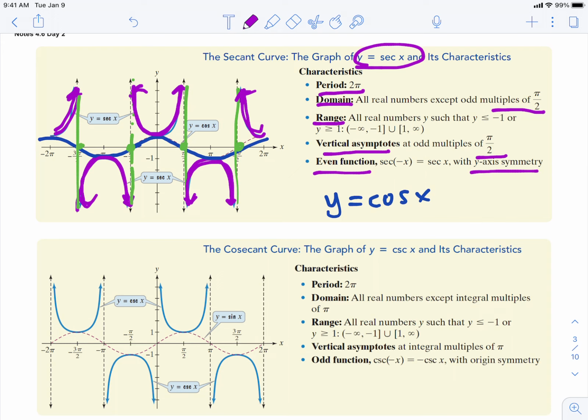All right, so let's go down to y equals the cosecant of x. It has the same period of 2 pi. The domain is all real numbers except for integer multiples of pi. The range is the same as the secant of x. The vertical asymptotes are going to be in a little different place. They're going to be at multiples of pi. And it has origin symmetry.